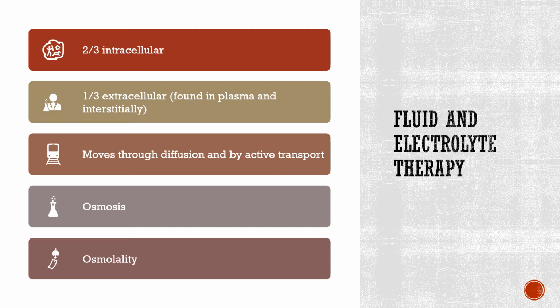And then osmolality, that is the number of solutes that are dissolved in 1 liter of fluid. It really is a measurement. So when we talk about osmosis, we're talking about movement, and when we talk about osmolality, we're talking about measuring something. Usually when we do that, we're measuring sodium, glucose, and urea. Those are the top 3 solutes that usually are used to determine a fluid's osmolality.